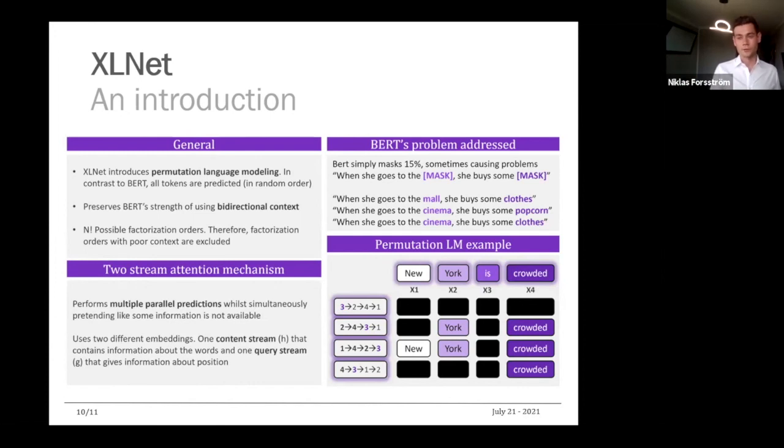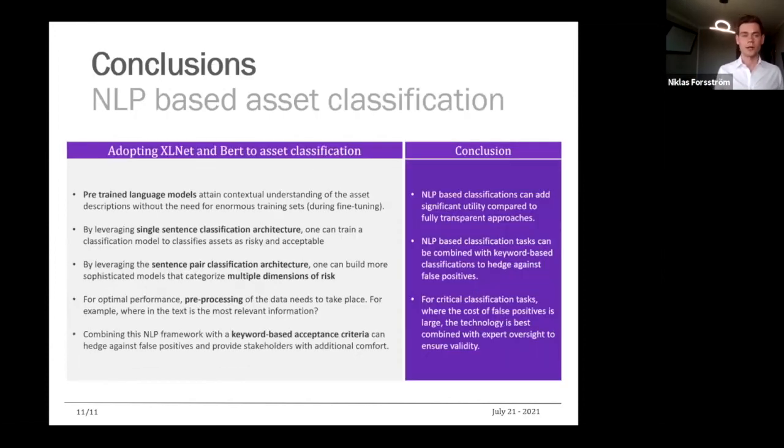And so with that, we're going to go over to summarizing what we have so far. The conclusions of this talk are that pre-trained language models, so BERT and XLNet, attain contextual understanding of the fund descriptions that we provide, or any descriptions of assets for that matter. And we can train those to provide accurate asset classifications. By leveraging the single sentence classification architecture, we can train a classification model to classify assets as either risky or acceptable according to the training procedure that we discussed.